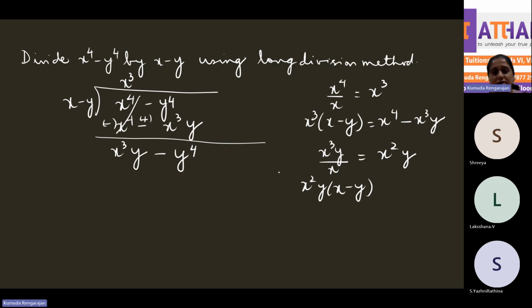First you need to divide x cubed y by x. You get x square y. Now you need to multiply x square y with x minus y, the divisor. That will give you x square into x is x cubed y, minus x square y square, because y into y is y square. Now write the second term of the quotient, which is plus x square y, and write the product you got here.